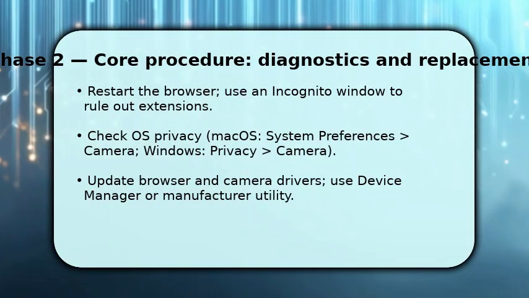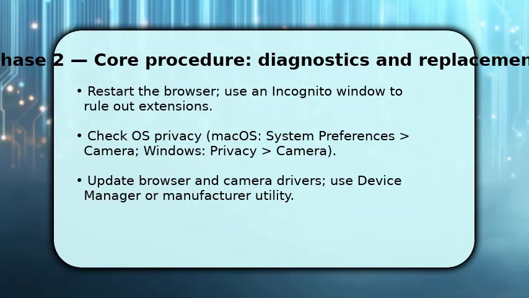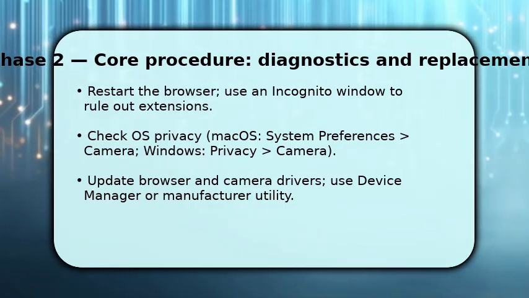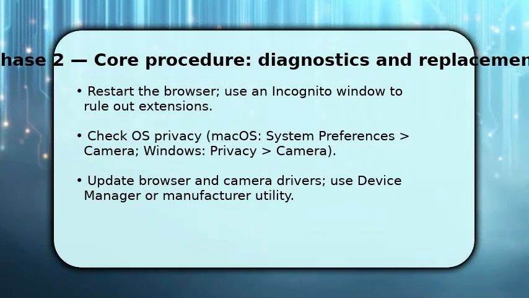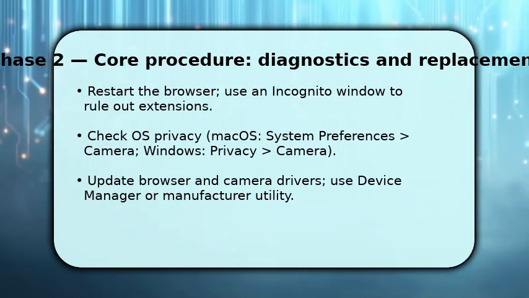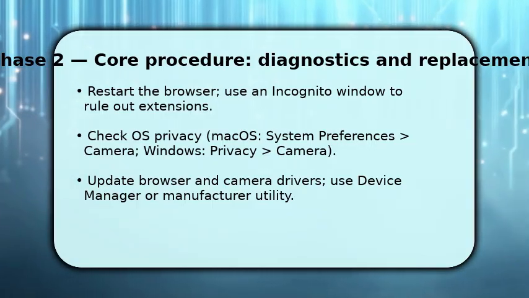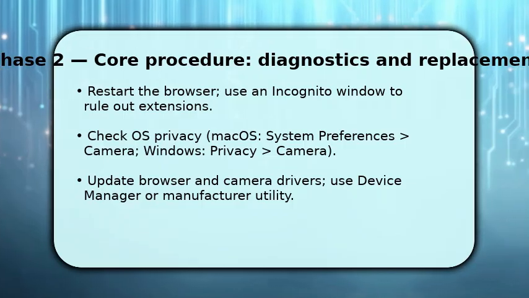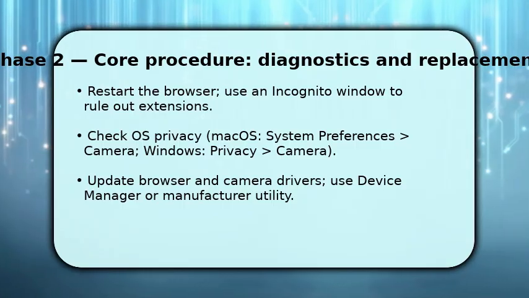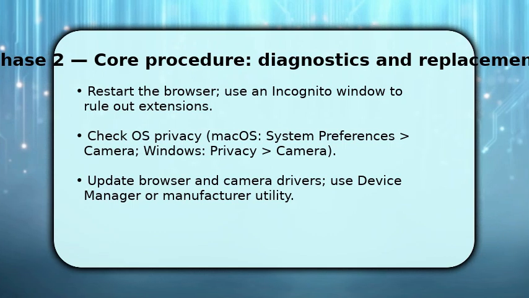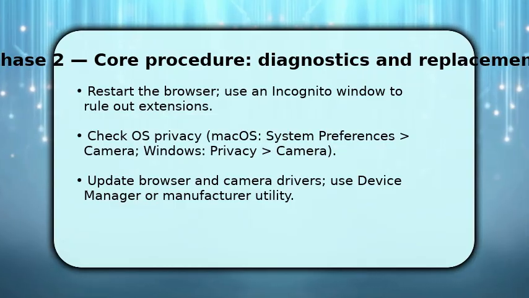Now you tackle browser and system-level causes. Restart the browser to clear temporary glitches and open an incognito or private window to rule out extensions intercepting camera access. Then check your operating system privacy controls. On macOS, go to System Preferences, Camera. On Windows, Settings, Privacy, Camera, make sure browser access is enabled. After that, update your browser and camera drivers using Device Manager or the manufacturer's update tool. These steps fix permission blocks and driver mismatches that commonly prevent detection.